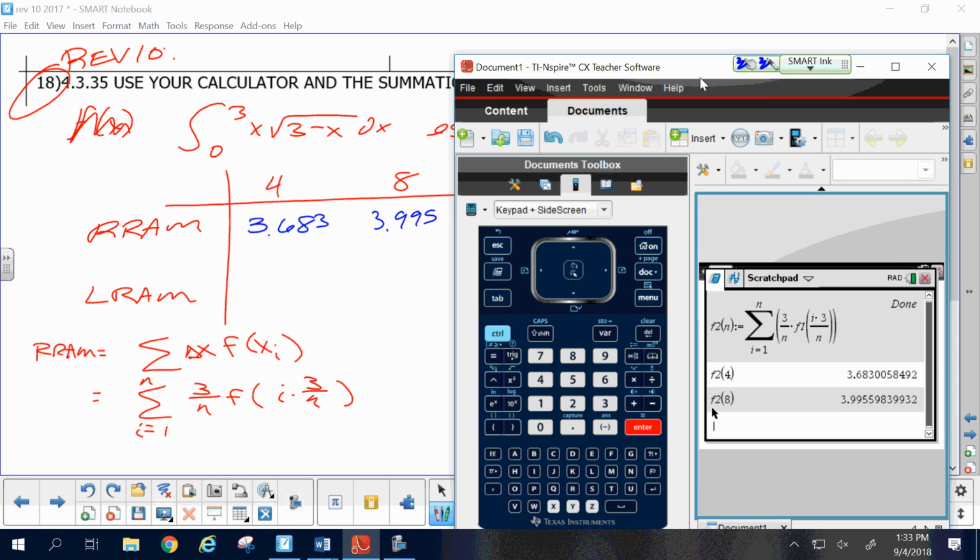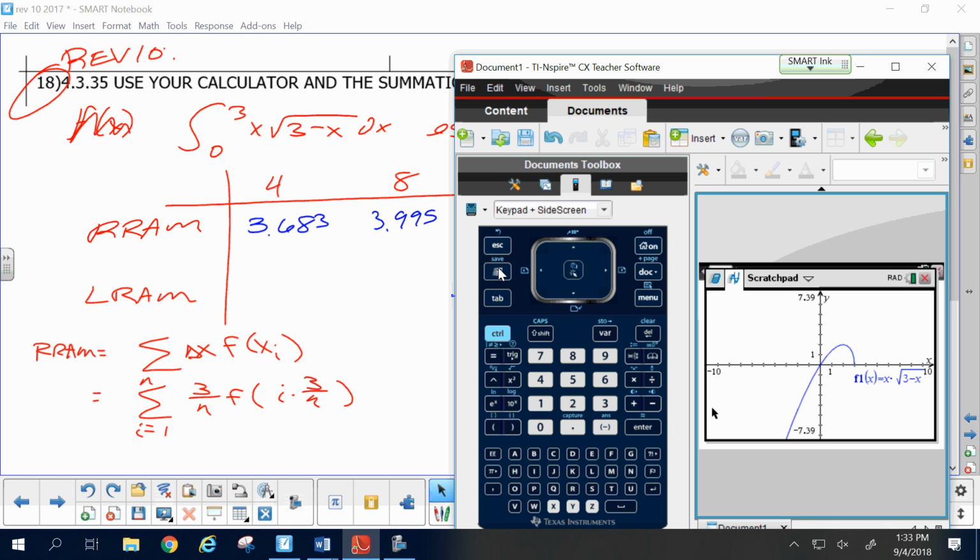Let me think about this for a second. Pause and think. This is nothing. That's what the function looks like. So will right-hand rectangles be overestimating, underestimating, or a little bit of both over that region, 0 to 3? On this part, it's going to be overestimating, but then underestimating. So it's going to be a little mixture, and I'm not sure if my true answer is going to be above or below that.